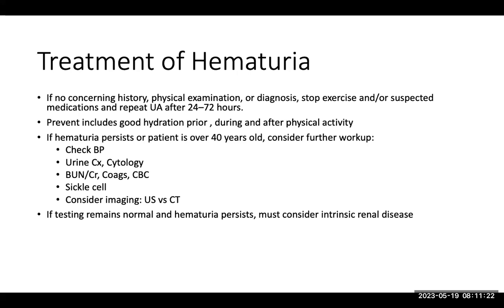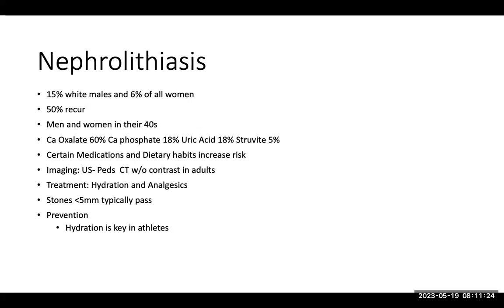So the next thing I'm going to talk about is nephrolithiasis, one of our causes of hematuria. It's fairly common in the population. 15% of white males can have renal stones, and up to 60% of all women can present with stones. And this group, unfortunately, does have a 50% recurrence rate. The average age of onset of renal stones is in the 40s for both men and women. Women have it a little bit earlier.